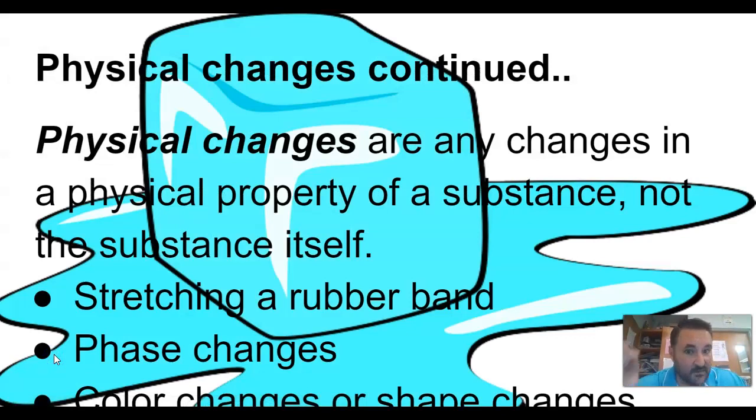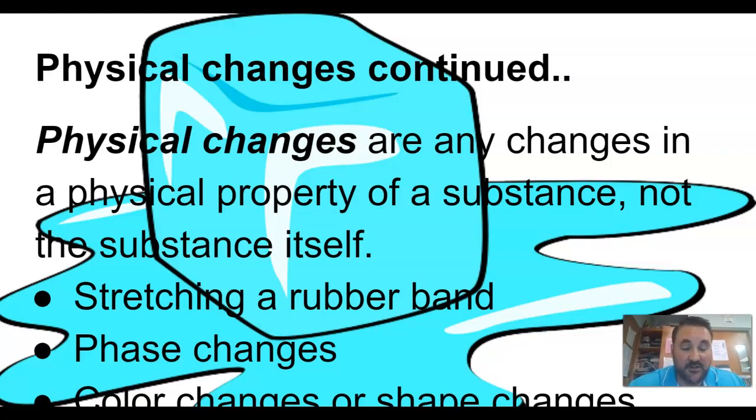Physical changes are things that change but don't change the substance. Stretching a rubber band, your phase changes. So water that melts, it's freezing, it's ice. So going from ice to water, water to ice is an example of physical change. Melting candle wax, melting down a can to recycle it. Those are all physical changes. Butter melting, or it could be things like boiling.